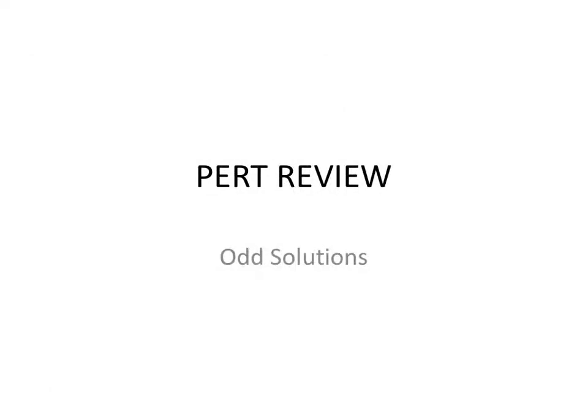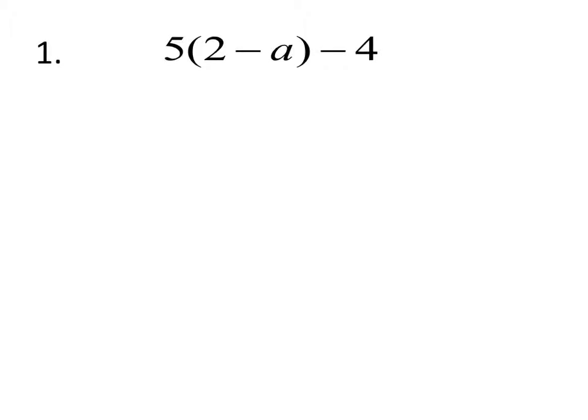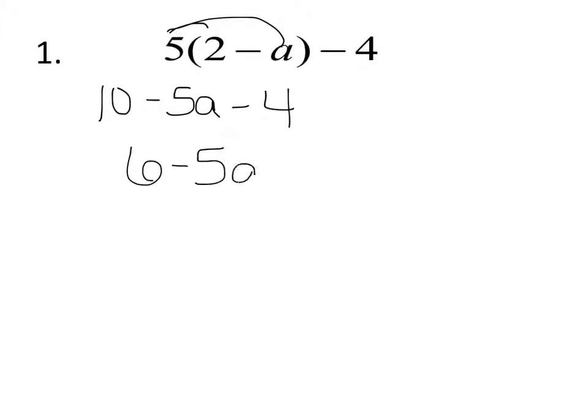These are the odd solutions for the PERT review packet. All right, number 1 is 5 times the quantity 2 minus a, minus 4. We need to distribute the 5 first, which gives you 10 minus 5a minus 4. Then you're going to combine like terms. 10 minus 4 is 6. You can't do anything with 6 minus 5a because it's not like terms.